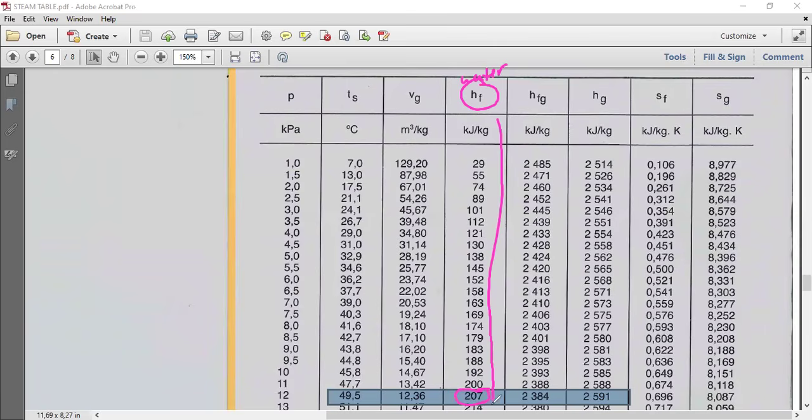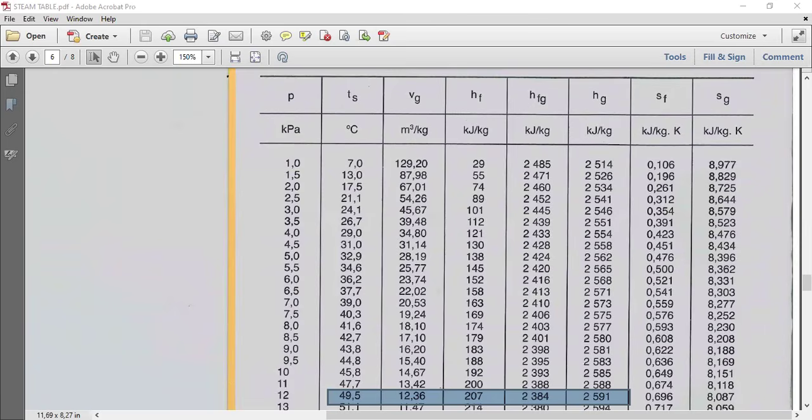That is 207. What about the units? Kilojoules per kilogram. Those are the units. So our answer is 207 kilojoules per kilogram. All right, so that was straightforward. You just need your steam tables there. So we got 207 kilojoules per kilogram.